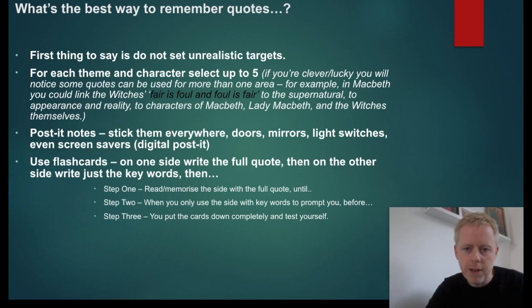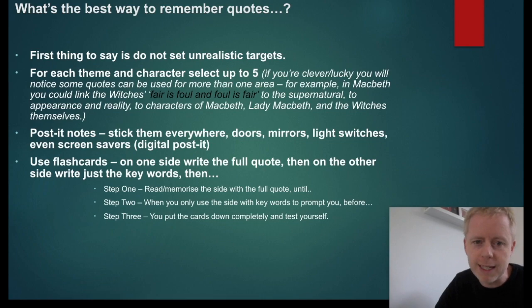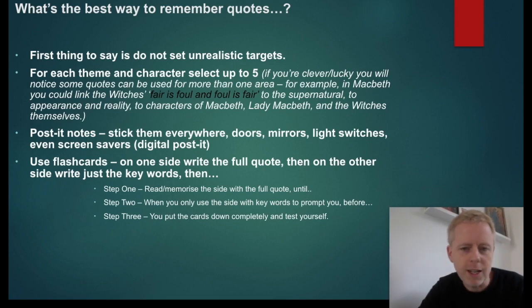Now, if you're clever or lucky, you will notice that some quotes can be used for more than one area. For example, in Macbeth, you could link "fair is foul and foul is fair" to the witches themselves, the supernatural as a theme, appearance and reality as a theme, and the characters of Macbeth and Lady Macbeth as well. So that one quotation you can put into several different lists. So you won't need a full five different quotations in each area.